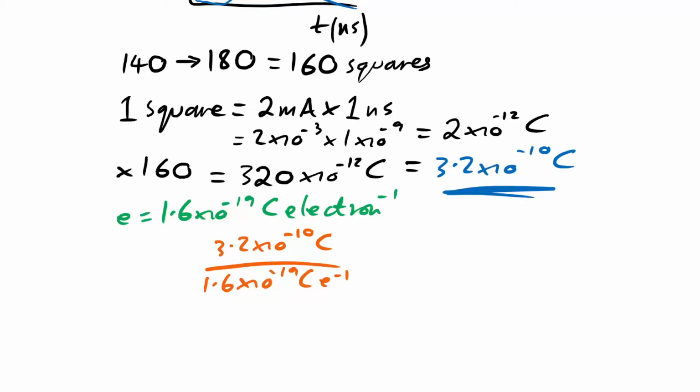That's e to the minus 1 there. Coulombs cancel. We end up with electrons on top, so that makes sense. And so, 3.2 divided by 1.6, that's just going to be 2. And then times 10 to the minus 10 on top, minus 19 on the bottom, so we add 19, so it ends up being 2 times 10 to the 9 electrons.